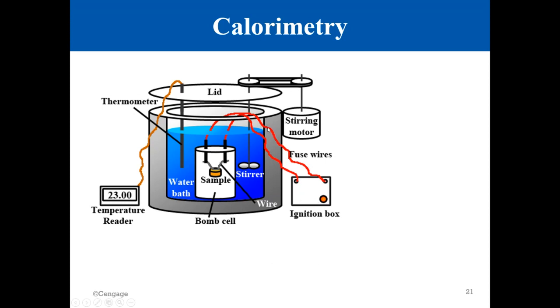So here we have a jacket for the calorimeter that ideally should prevent heat leakage. And inside, usually we have water, and we have a thermometer to measure the temperature. We have a stirrer to ease the mixing here. And we have the unknown sample.